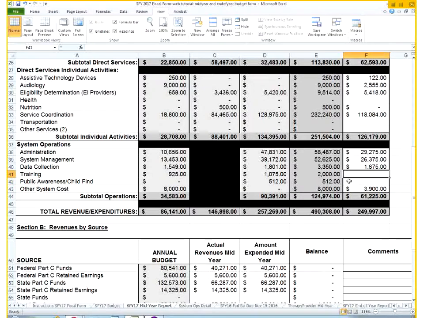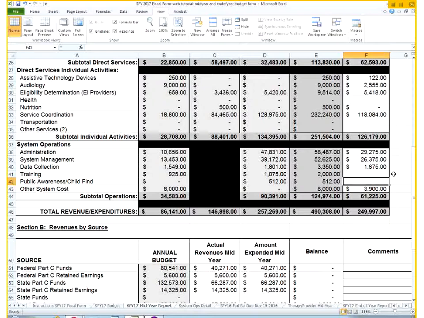And so it's not necessarily a red flag if you have areas that you haven't expended funds for within at the mid-year point. What is a red flag, however, is if your expended amounts are exactly half of what your budgeted amount is. Typically, that doesn't quite work that way.